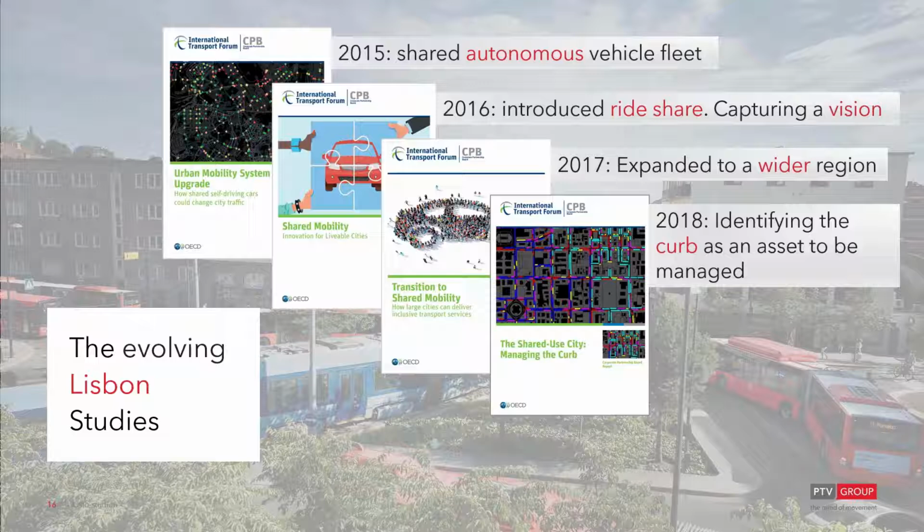PTV's involvement in these four reports you see here: in the beginning, we provided methodological advice on how you should model and reflect a shared autonomous vehicle fleet. And we were involved in some of those methodologies coming through the next three reports. In the last one, identifying the curve as an asset to be managed, I personally was a co-author of this report, and PTV did all of the simulation work behind it. So we're embedded into this topic for quite some time now.